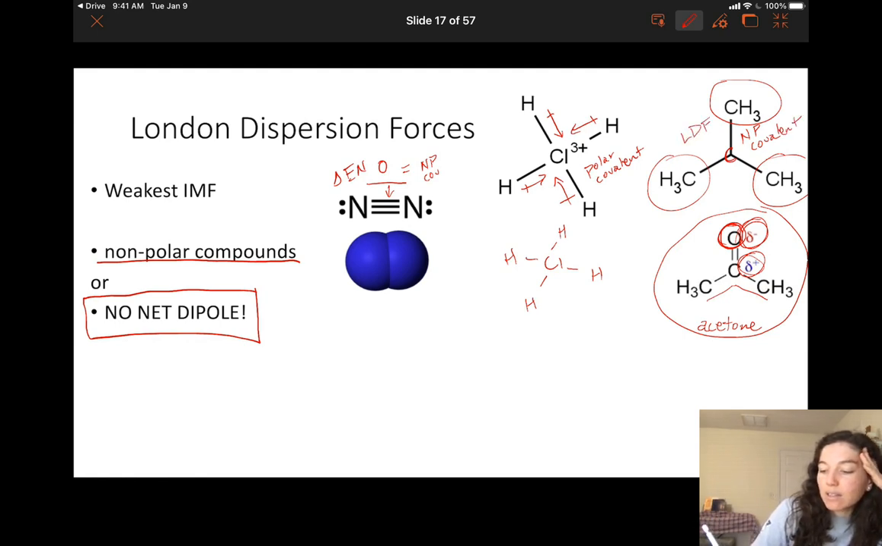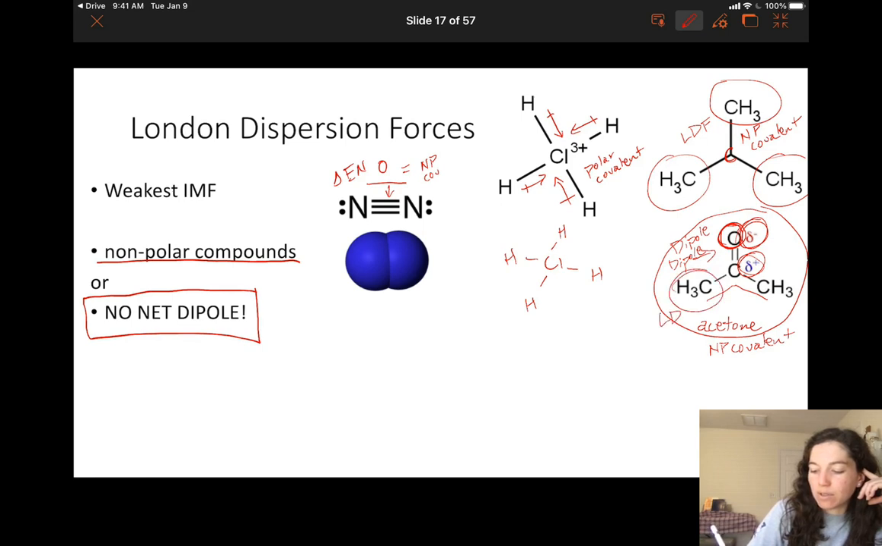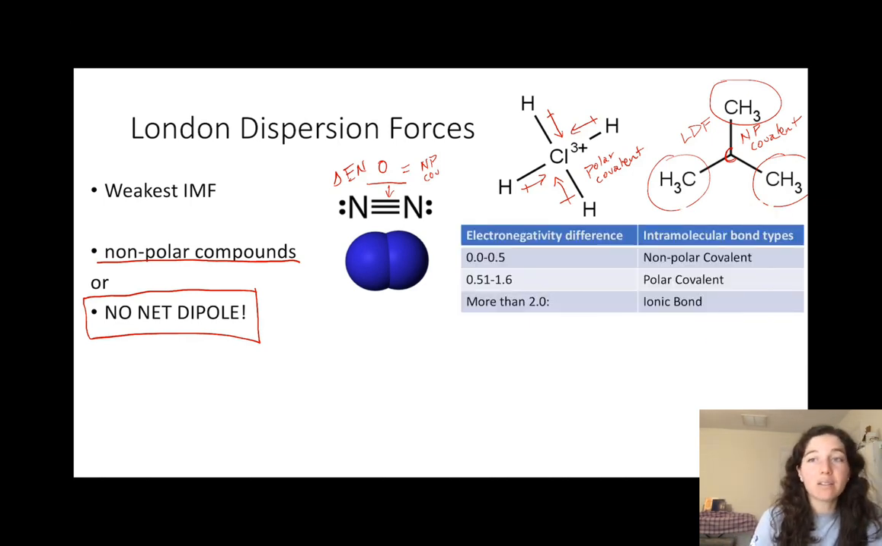Whereas this one is polar covalent. It has both London dispersion forces and a dipole-dipole force. So this right here is dipole-dipole. But these things right here have London dispersion forces. Okay. So even though this is the weakest intermolecular force, to me personally, I feel like it's the most complicated because there are so many exceptions.